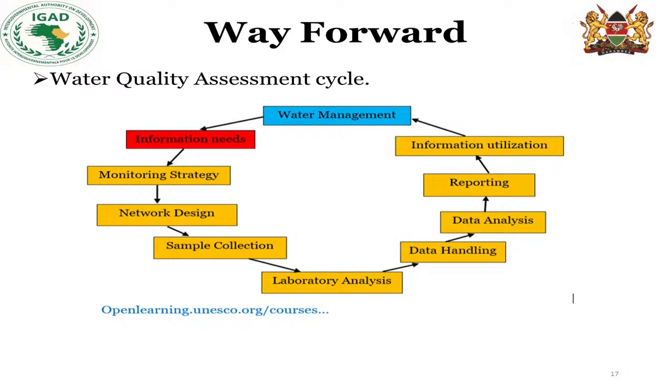Actually, this slide was skipped. So under the monitoring strategy is what I had explained earlier. And then after developing a monitoring strategy, we design a network, collect samples, do laboratory analysis, handle the data, analyze the data, then do reporting, and then utilize the information. The information that we get from the monitoring, we feed it back to the water management, and the cycle continues.